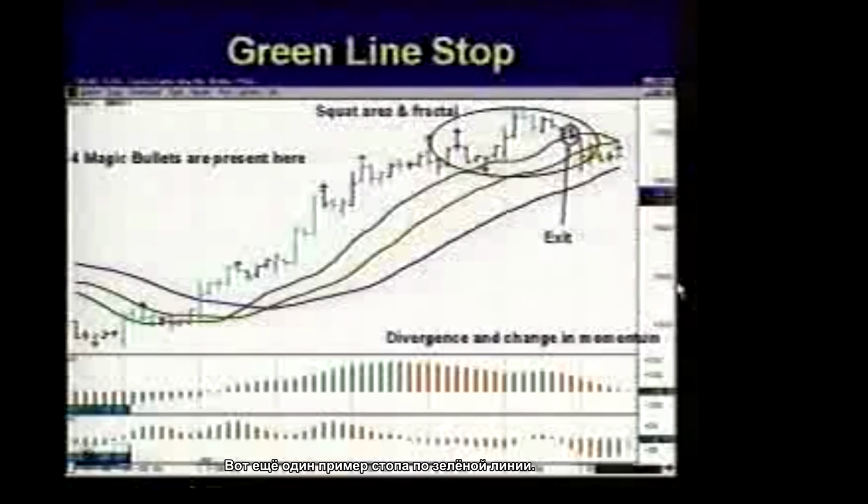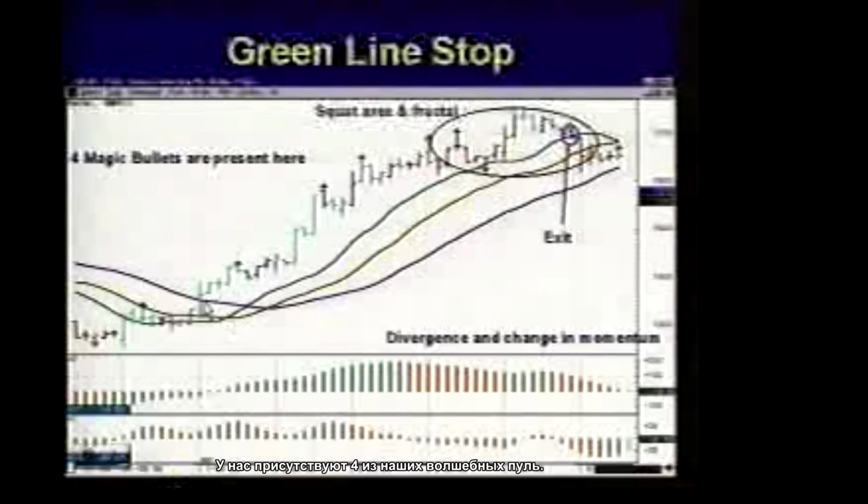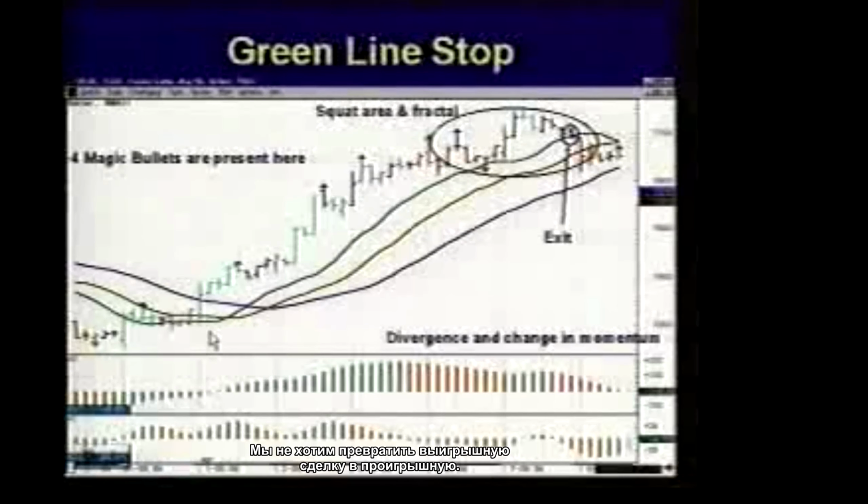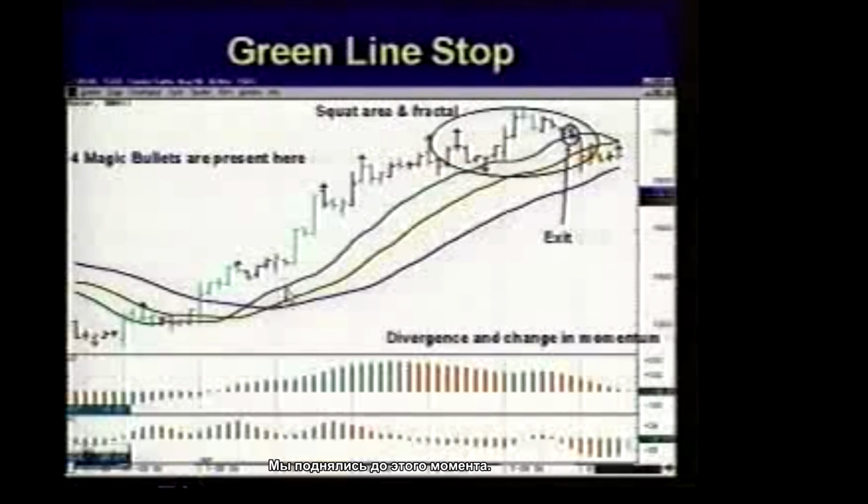Here's another example of a green line stop. Four of our magic bullets are present, so we're going to pay closer attention to the market. We do not want to turn a winning trade into a loser. So you notice that you've come up through here, then we have, this is our exit bar.